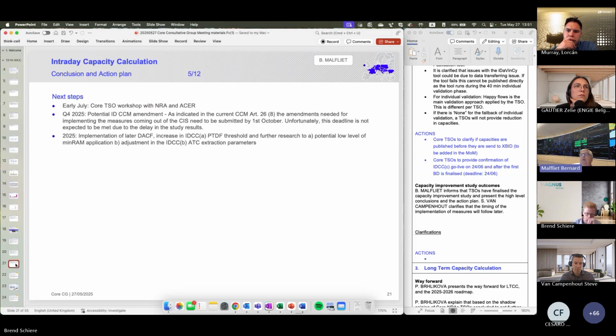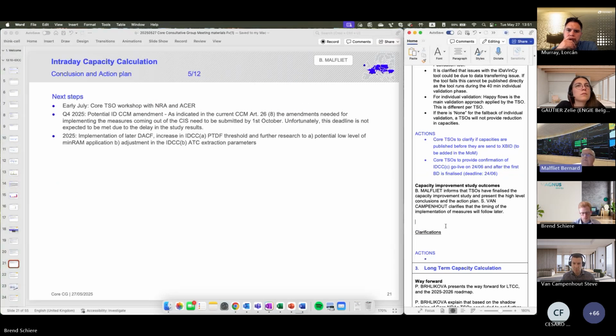Next steps: maybe first is the publication of the study, which is happening in the next week, as Steve has said. And then early July, we are going to have a TSO workshop with NRAs and with ACER. In Q4, we will have a potential IDCCM amendment in case we come out with elements of this study which require a CCM amendment. Most of what I have said until now does not require an amendment, but I think one or two small things might still need to change in the CCM. So that would be Q4.